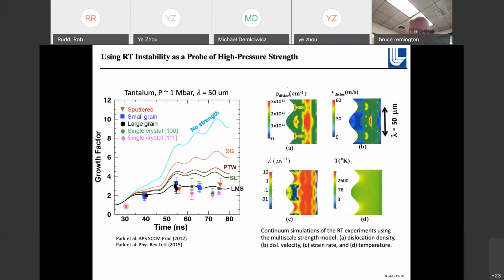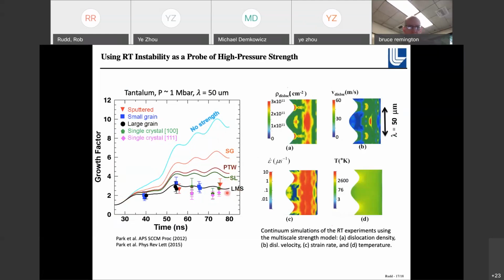And so here you see the response that you'd expect: if there's no strength, then there's nothing that impedes that shear flow, so you get a large growth. And then as the different models are applied, in these continuous curves, Steinberg-Guinan, Preston, Tonks, Wallace, Steinberg-Lund, and the Livermore multiscale strength model, as the strength increases, the growth comes down.